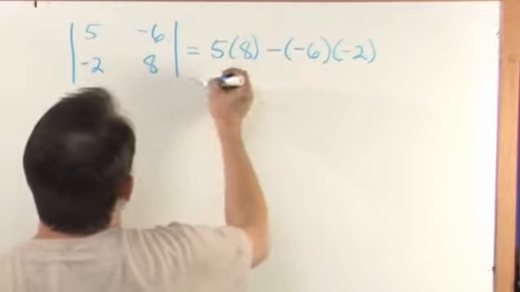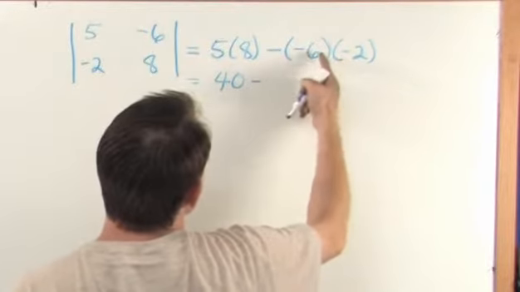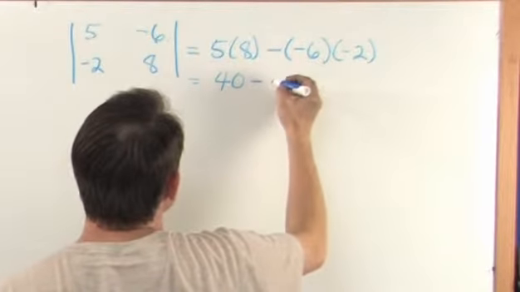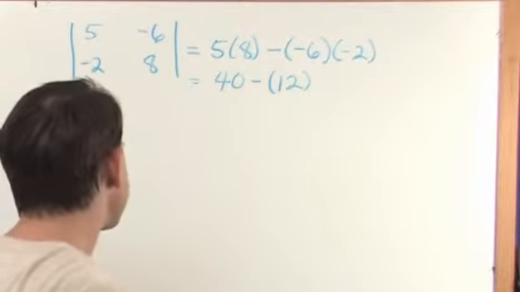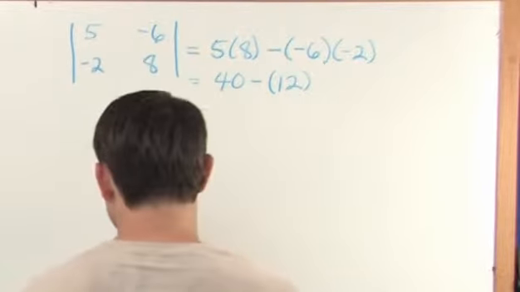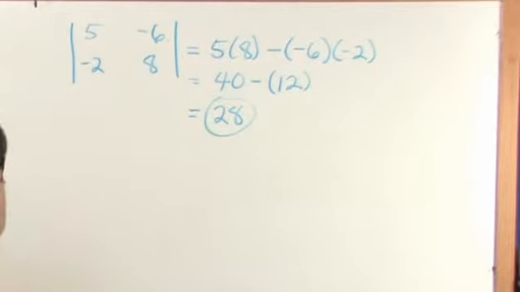Okay? 8 times 5 is 40, minus 6 times 2 is 12, but it's negative times negative gives me a positive, so it's going to be positive 12 here. Okay? And 40 minus 12 is going to be 28, and that's going to be the answer. So that is the determinant of that matrix there.